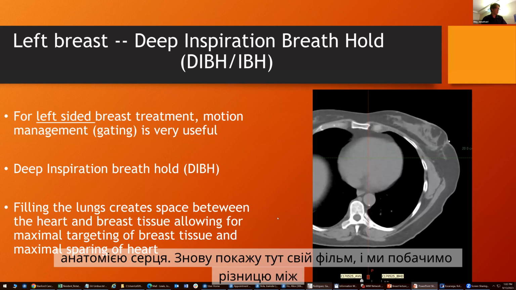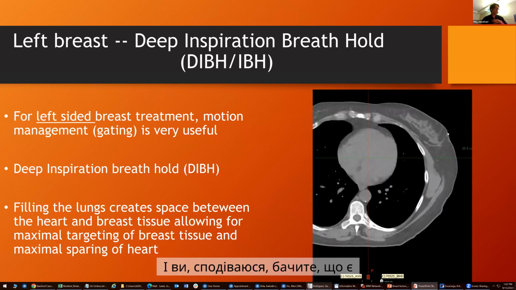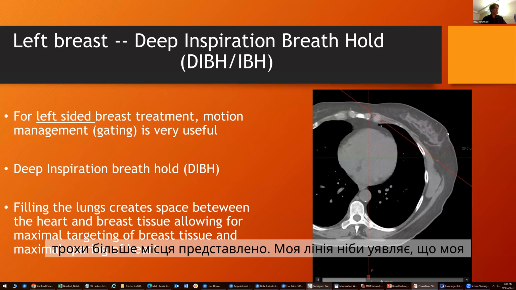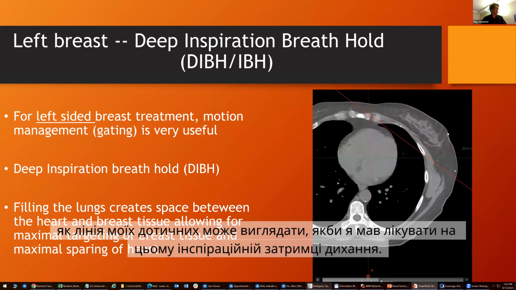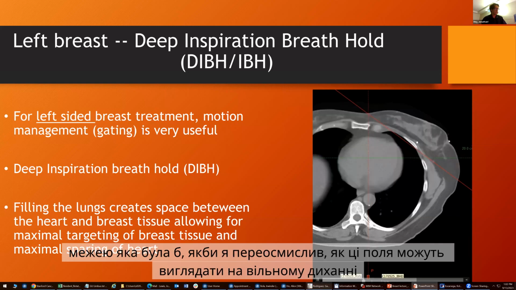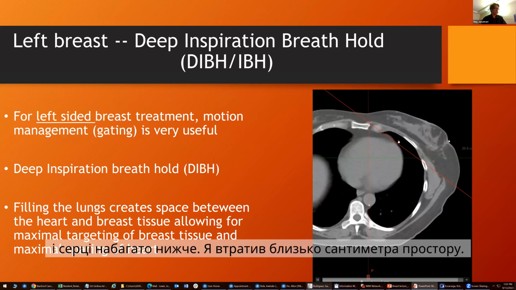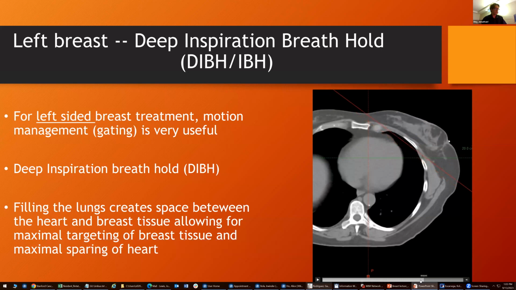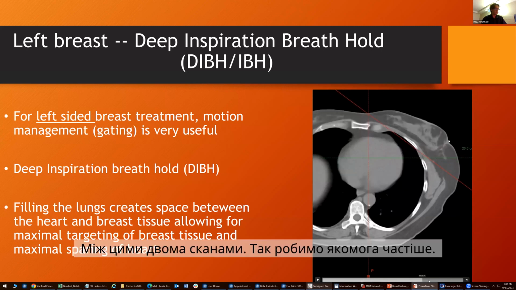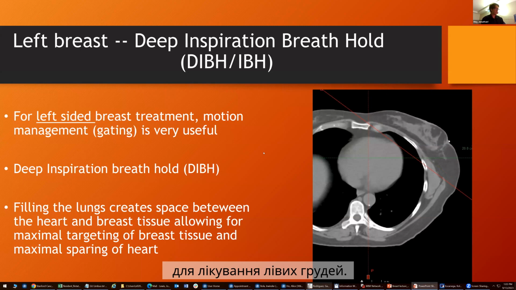I'm going to play my movie again here, and we're going to see the difference between an inspiration breath hold, that's that second image, versus the original free breathing. And hopefully you're seeing that there's a little more space presented there. My line is imagining what the line of my tangents might look like if I was to treat on this inspiration breath hold scan. And I've got about 1.4 centimeters of space between where the heart is and where the medial border would be. If I reimagine how these fields might look on the free breathing scan, you can see that the distance between where the field border might be and the heart is a lot lower. I've lost about a centimeter of space between these two scans. So, as often as possible, we prefer to treat using an inspiration breath hold technique for left-sided breast treatment.